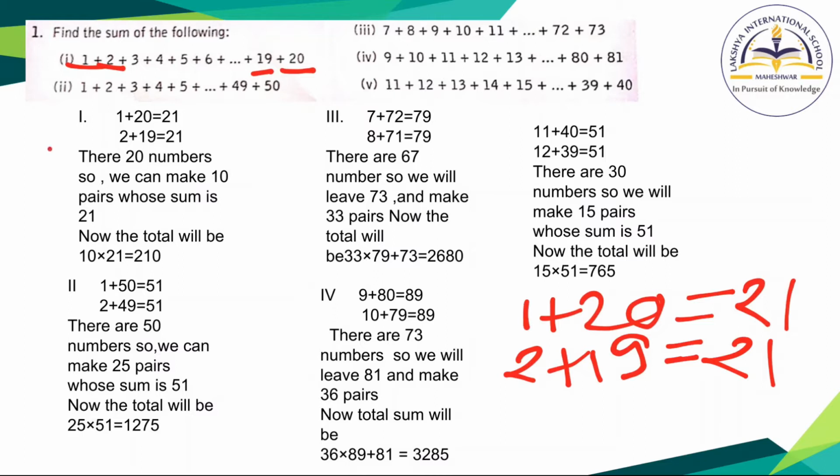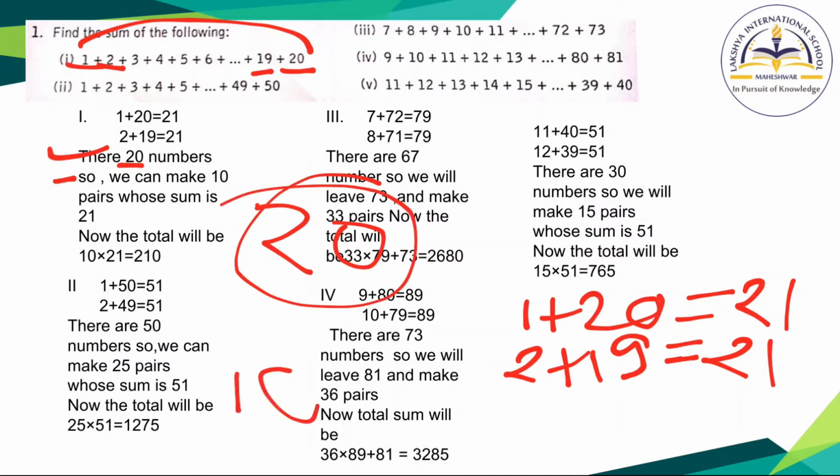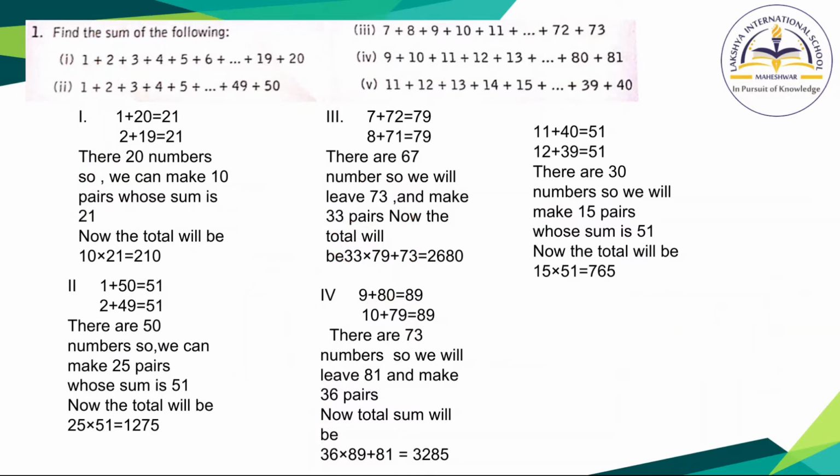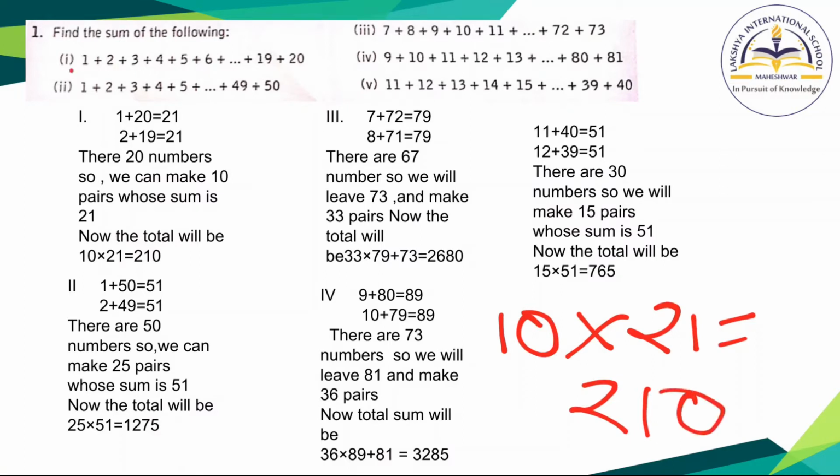Now there are 20 numbers, from 1 to 20. If we have 20 numbers, we can make 10 pairs, whose sum will be 21. So 10 pairs whose sum is 21, and we have to multiply them, 10 into 21. So the answer will be 210. So the sum of 1 plus up to 20 will be 210.